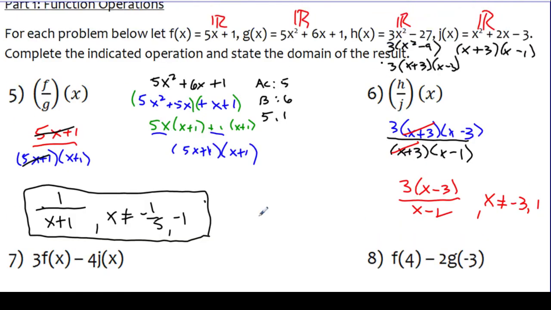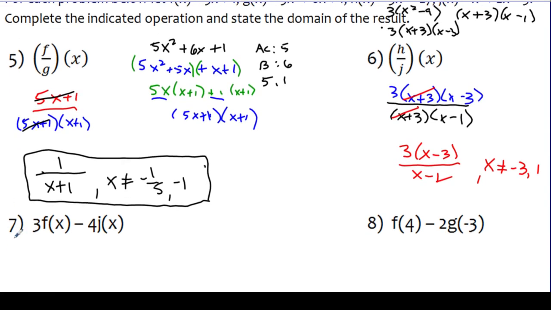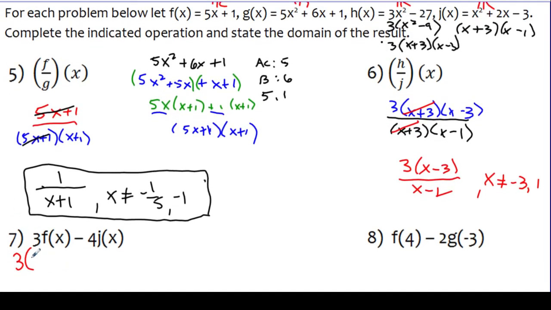It says 3 times f of x minus 4 times j of x. So that is really just saying when you bring down f, make sure you multiply everything by 3. Right? So I'm going to bring it down 3 times, well, f of x is just the 5x plus 1, okay? And I'm going to do the same thing. This is minus 4 times j, which is x squared plus 2x minus 3, okay?